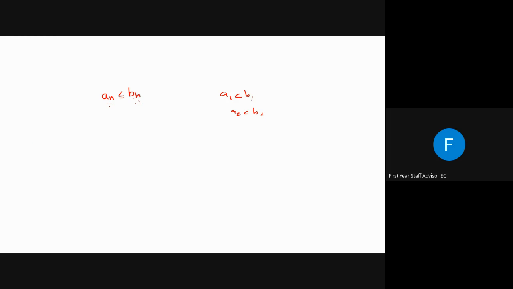For example, take a question. Examine the convergence of a simple series, an easy one. Examine the convergence of the summation k equal to 1 to infinity of 1 by 2k squared plus k. Examine the convergence of this series.